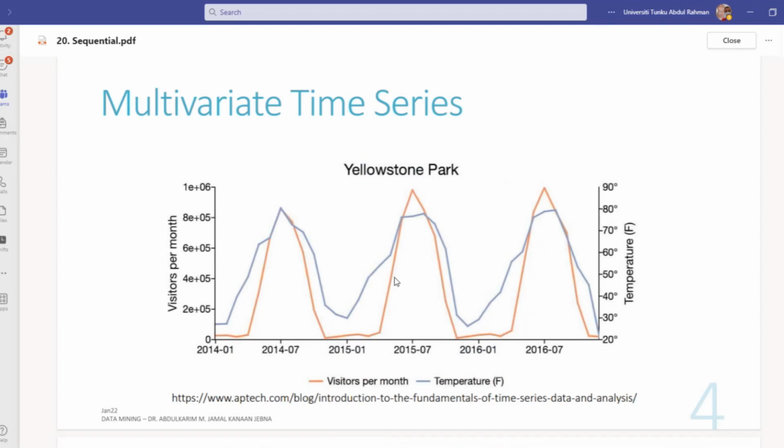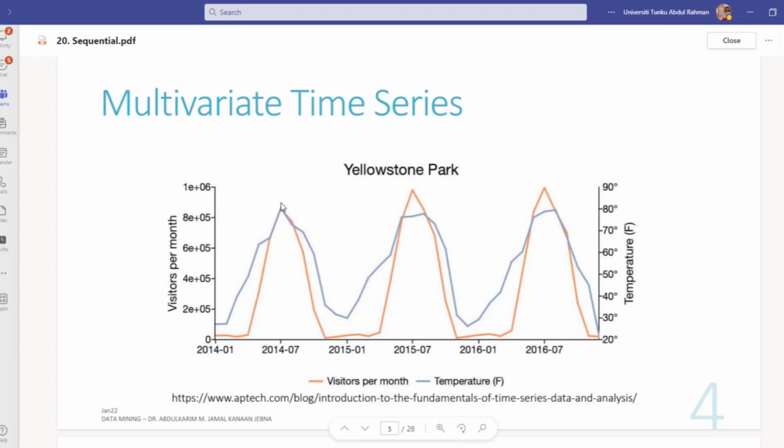This figure shows the number of visitors per month, along with the changes of temperature, recorded in one figure. What we can see here is that as the temperature increases, the number of visitors increases as well, right? This can be interesting, showing there's a relationship between visitors per month and temperature. And that can be logical.